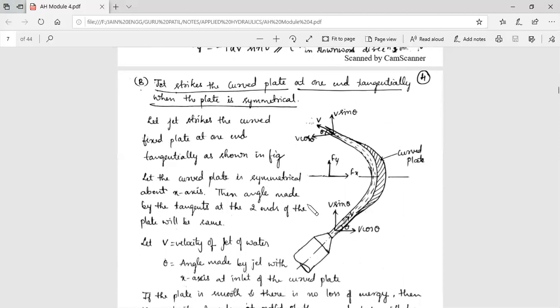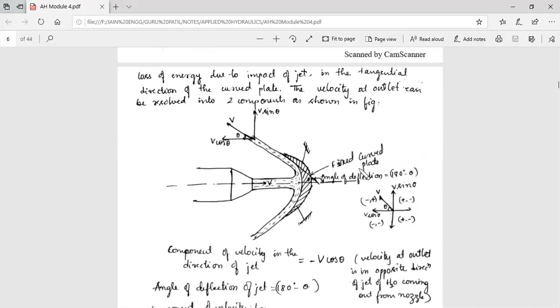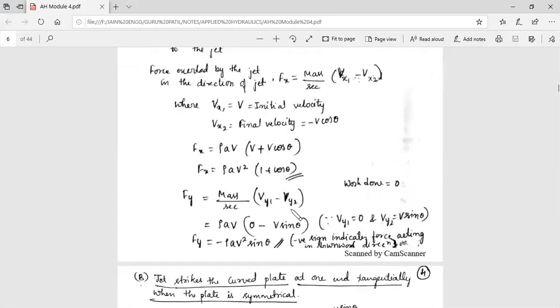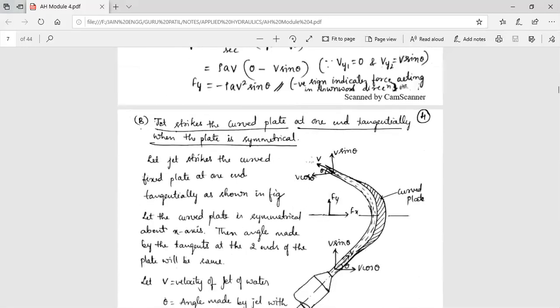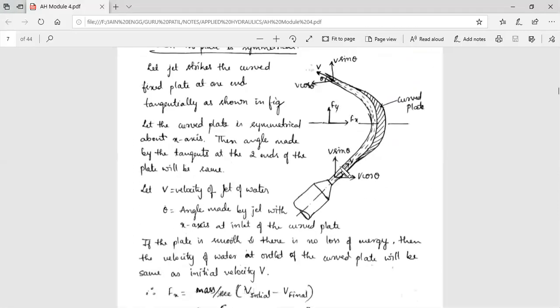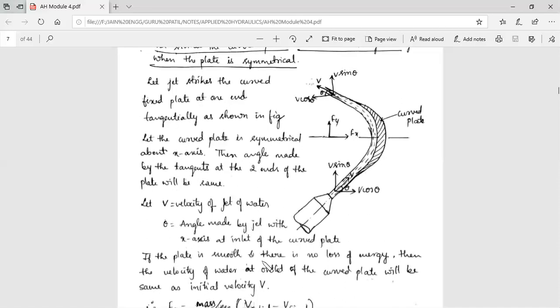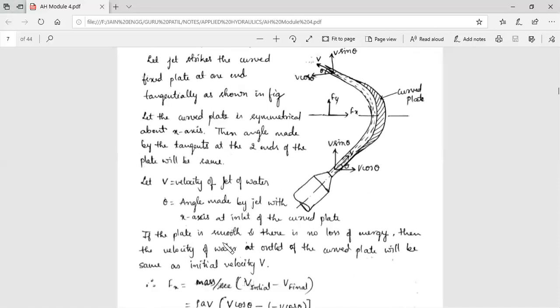So next one is jet strikes on a curved plate at one end tangentially. Here you can see the plate is horizontal, but the nozzle is tangential. So again the components have been taken here: v sin theta, v cos theta. Here also it is taken with components. Now the theory part is the same; that doesn't change.